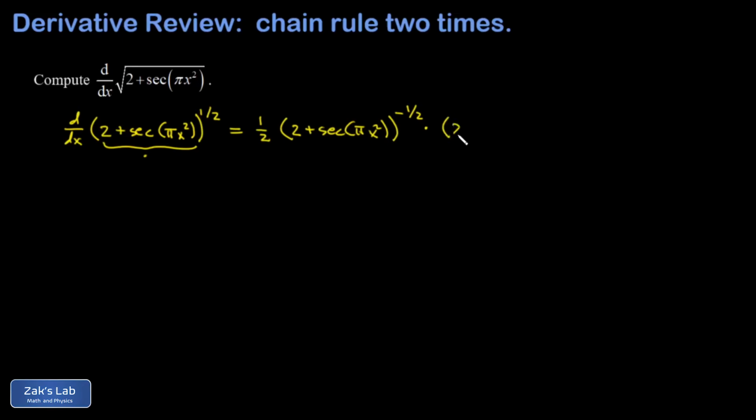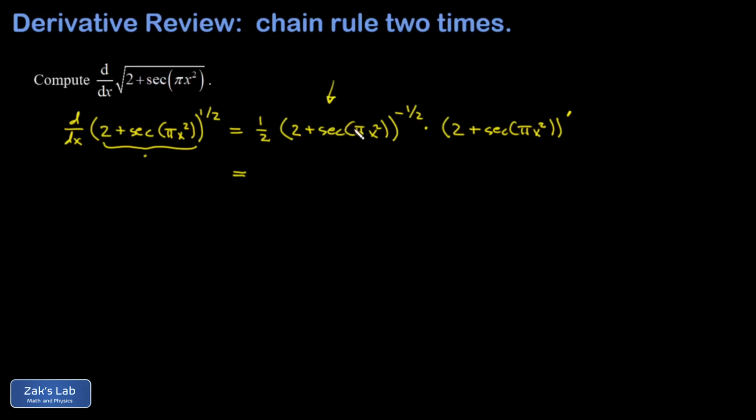So what I like to do is just slow things down and make a note to myself with a little prime here that I still have to differentiate that interior piece. In the next step, I'm going to simplify this first chunk and deal with the derivative in the second chunk.